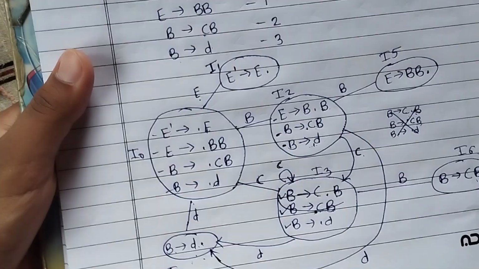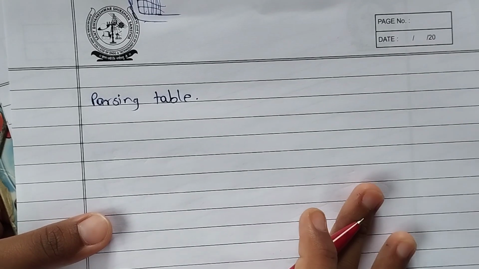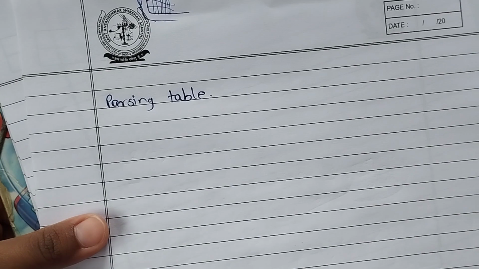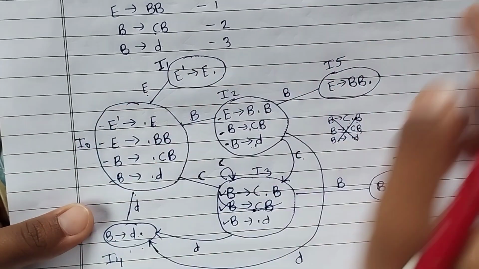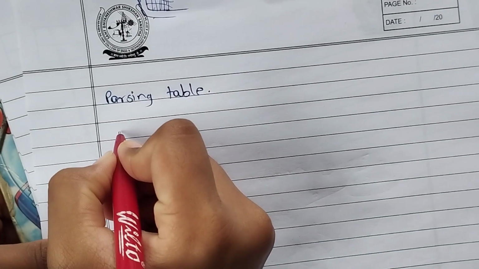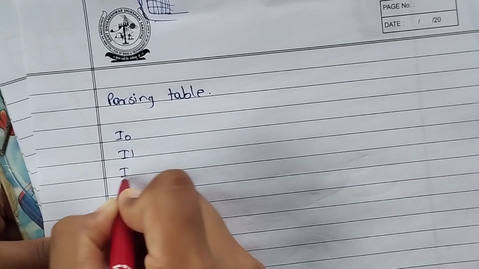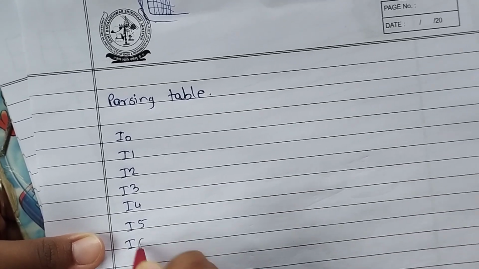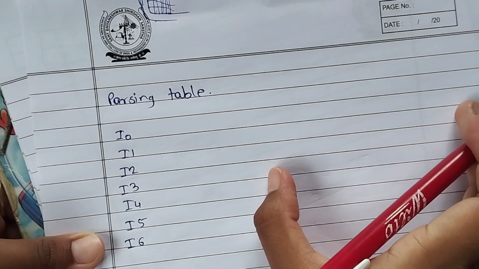parsing table. Now see how we draw the parsing table. We vertically write all the states. So how many states do we get? In this example, in total we get I6, meaning 6 states are present here. So write all the states one by one: I0, I1, I2, I3, I4, I5, I6, and horizontally what we write is all the terminals and non-terminals.